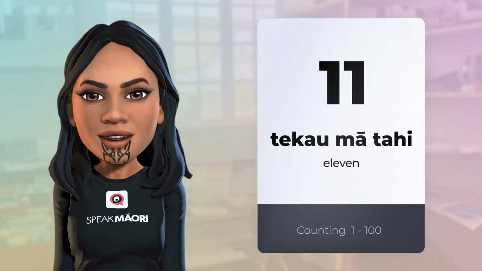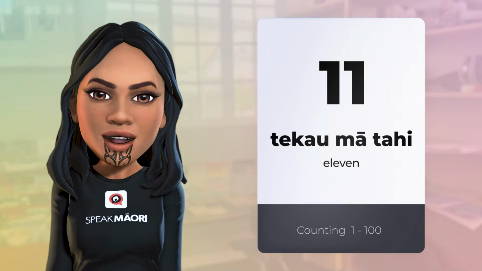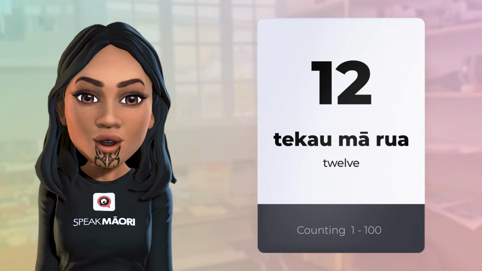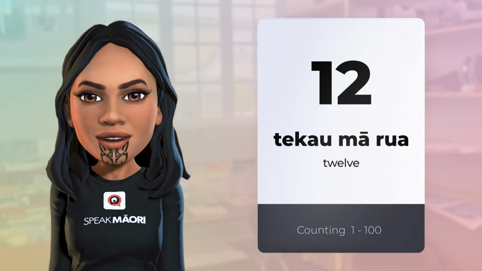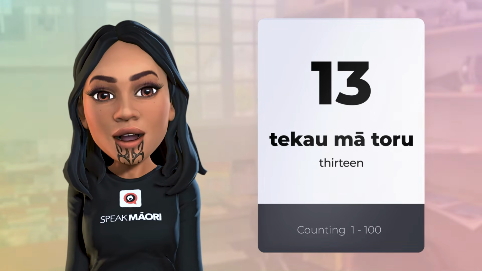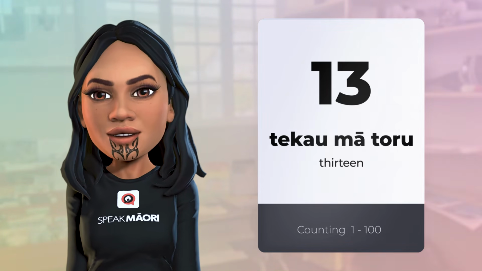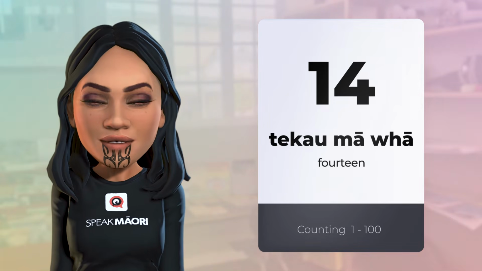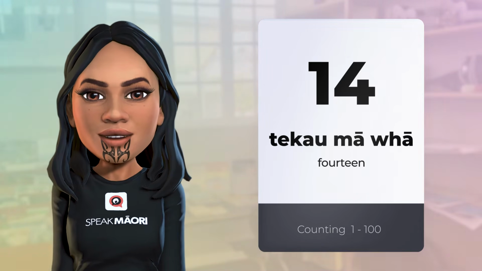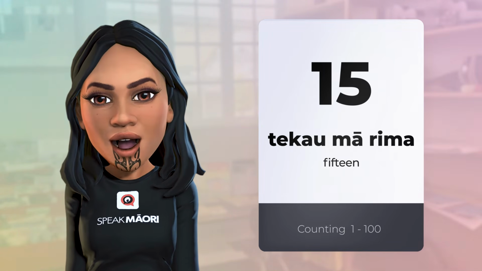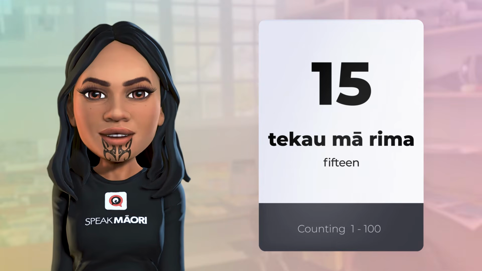Tekau mā tahi, 11, which is translated as 10 and 1. Tekau mā rua, 12, 10 and 2. Tekau mā toru, 13, 10 and 3. Tekau mā whā, 14, 10 and 4. Tekau mā rima, 15, 10 and 5.